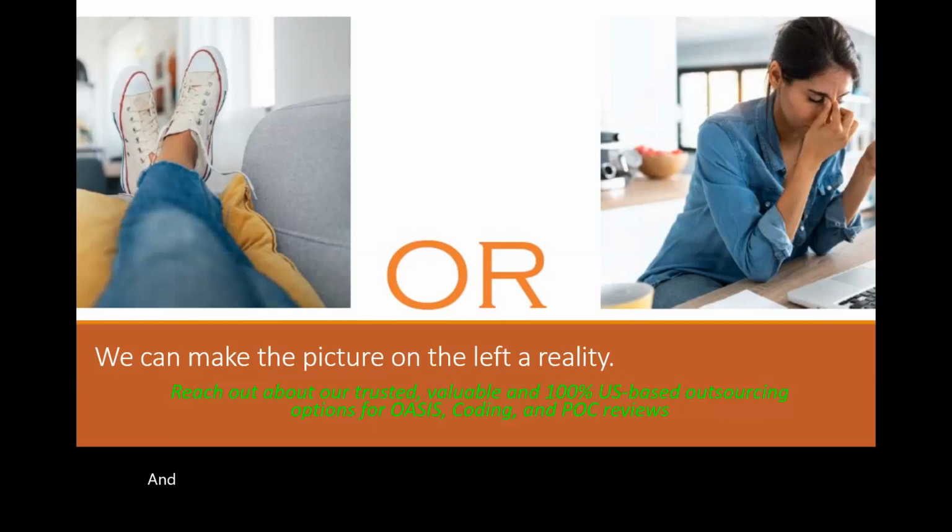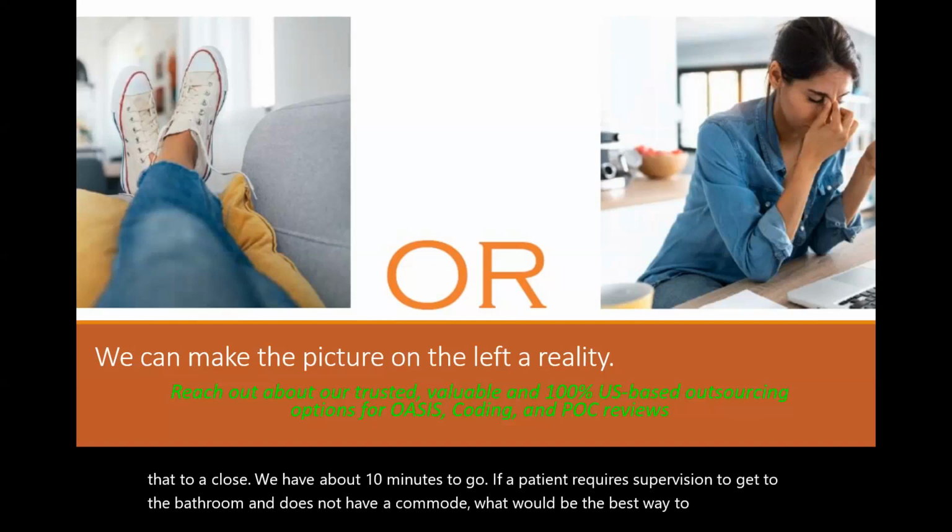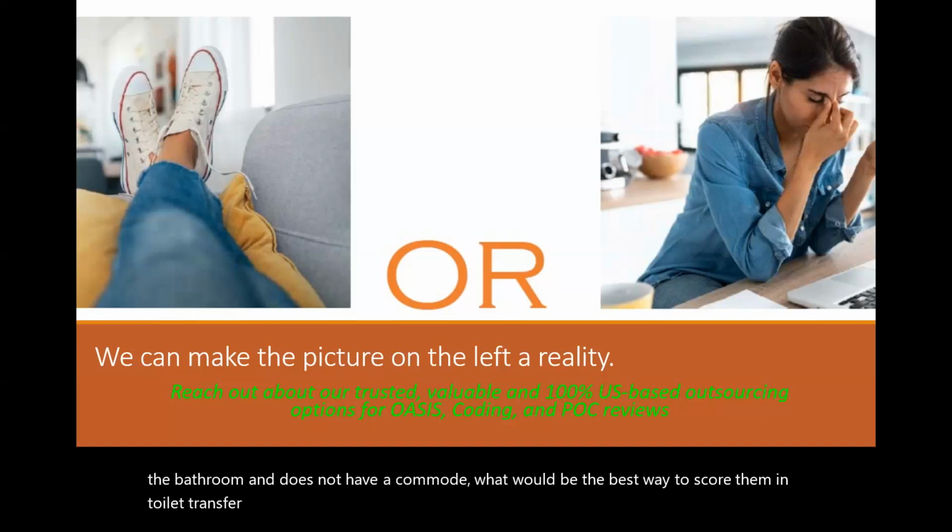And Cindy, I'm going to give you one more item question, and then I'm going to have to draw that to a close. We have about 10 minutes to go. If a patient requires supervision to get to the bathroom and does not have a commode, what would be the best way to score them in toilet transfer 1840? OASIS guidance does not seem to cover this.